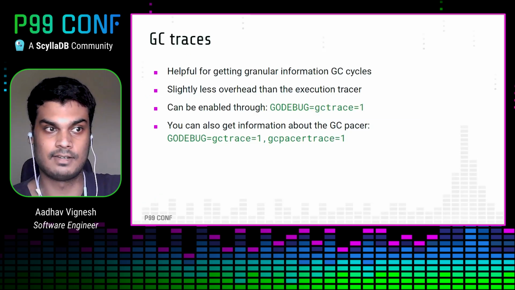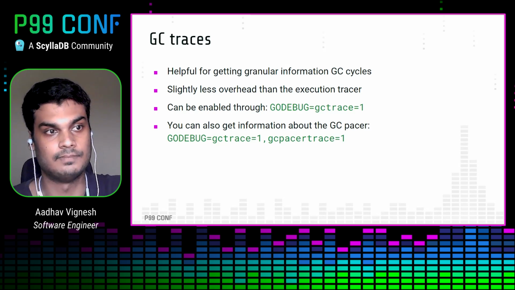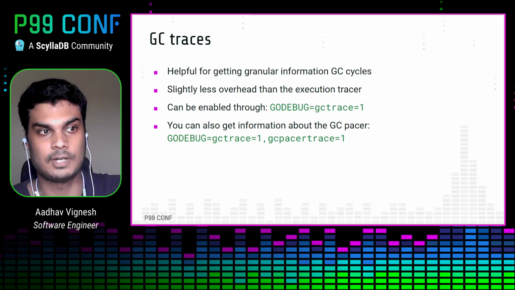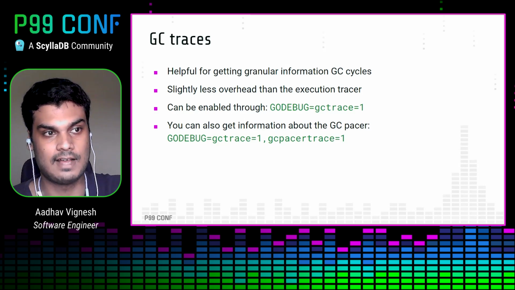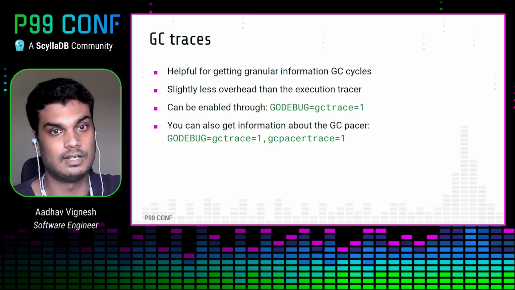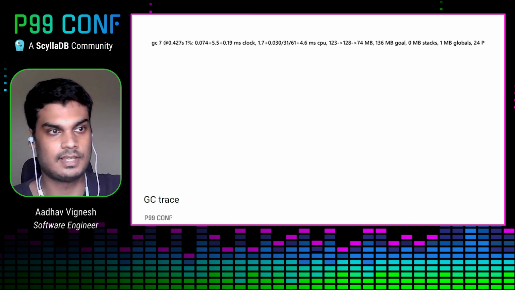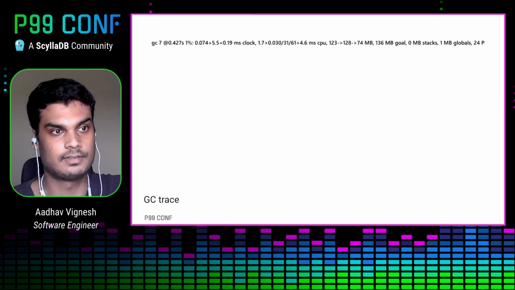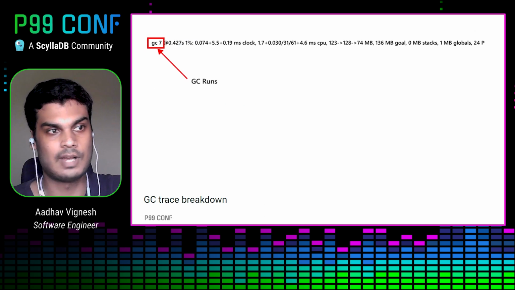But if you find that a bit overwhelming, you could get away with GC traces as well. And the best part about traces, they have lesser overhead than the execution tracer, as they are focused on a particular subset of the traces, in this case, the GC. Now, this is how a GC trace looks like. And you have different types of information here about the GC.